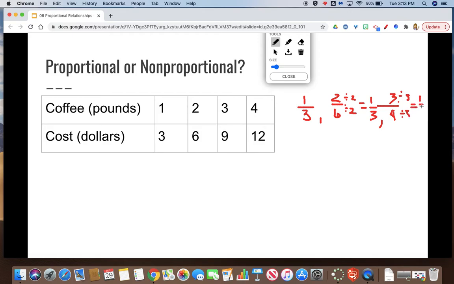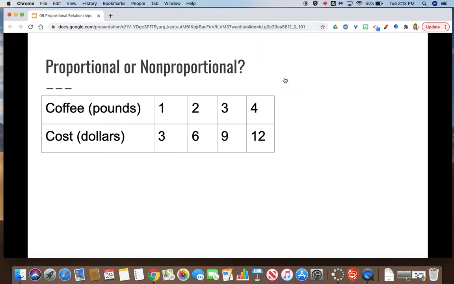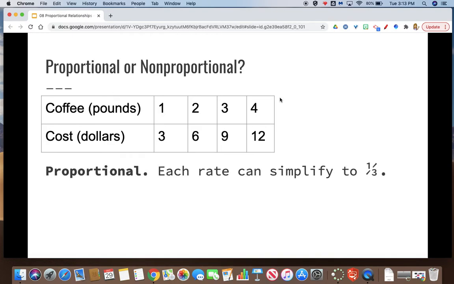And my last one, 4/12. Does that simplify to 1/3? Yes, because if I divide both of those numbers by 4, I get down to 1/3. All of the fractions simplified to 1/3. That means we are dealing with a proportional set of ratios here. Each rate can simplify to 1/3.